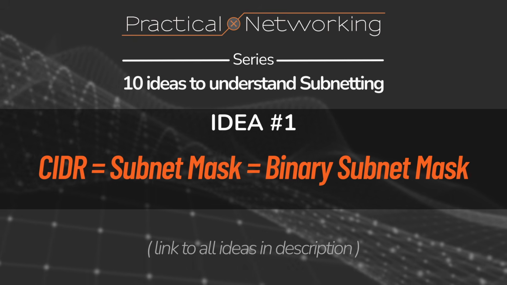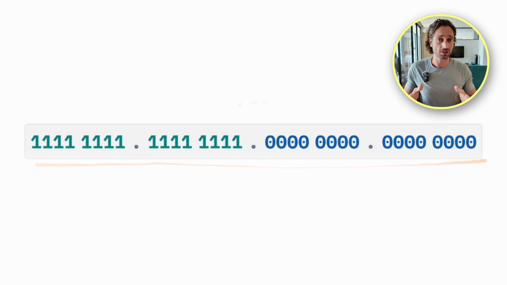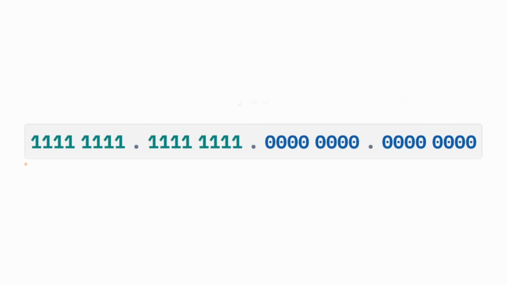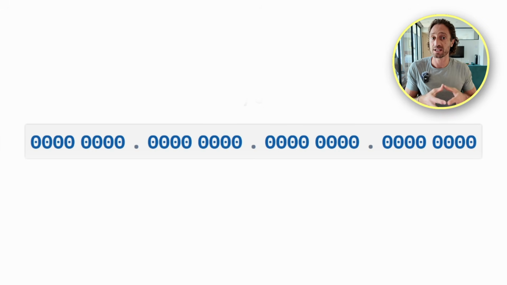The first idea about subnetting is that the concepts of CIDR, subnet masks, and binary subnet mask all tell you the exact same thing. This right here is a binary subnet mask, and the definition of a binary subnet mask is a string of ones followed by a string of zeros, 32 in total. Notice here we have 16 ones followed by 16 zeros, but any combination of ones followed by zeros is still considered a binary subnet mask. This limits the amount of binary subnet masks that can exist.